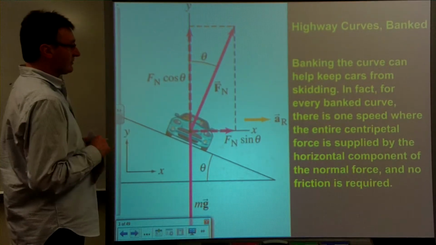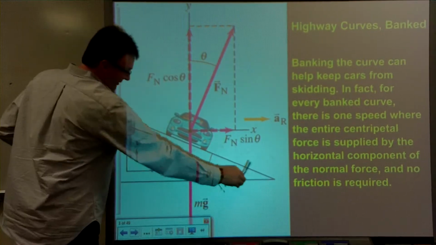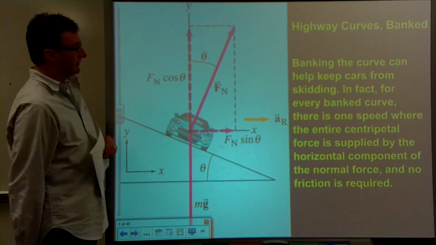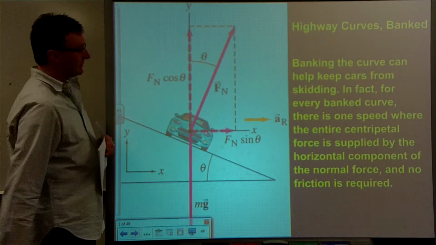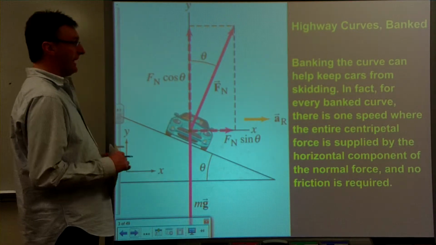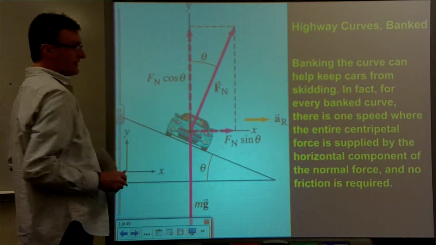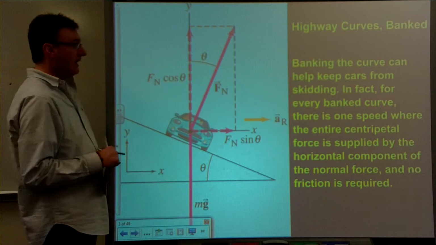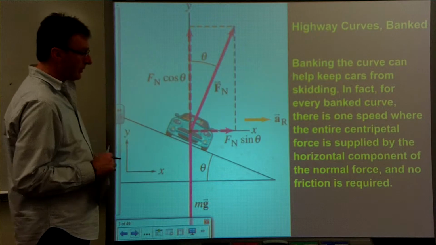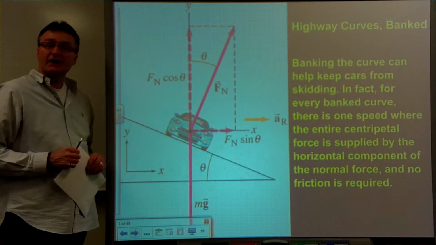So here's a typical sort of example. With the banked curve, you can see this is a cross-section of the ground that the car is moving across. It's moving in a circle, or on a curve. So banking the curve can help keep cars from skidding. In fact, for every banked curve, there is one speed where the entire centripetal force, in other words, toward the center of the circle or toward the center of the curve, the entire centripetal force is supplied by the horizontal component of the normal force, and no friction is actually required.